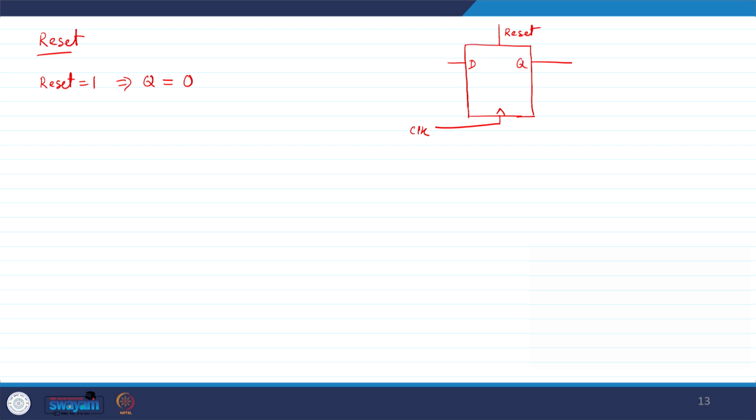So, what is the situation here? If I have any clock here, let us say this is the clock.